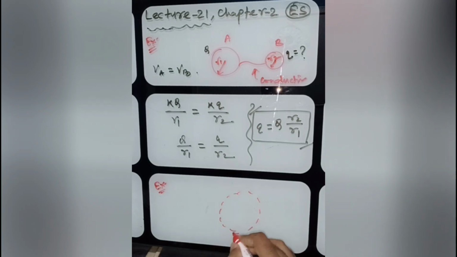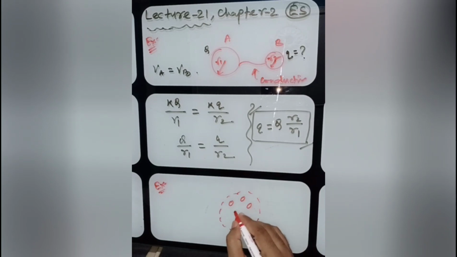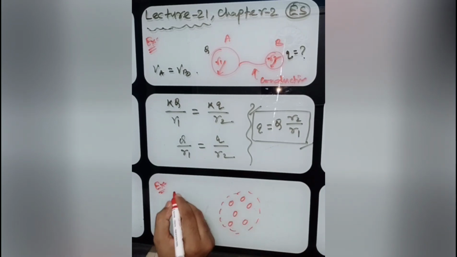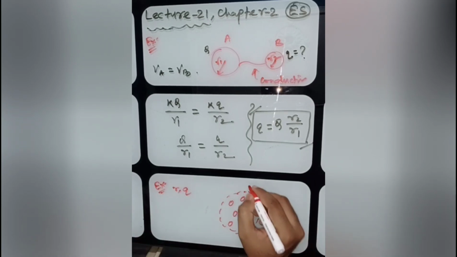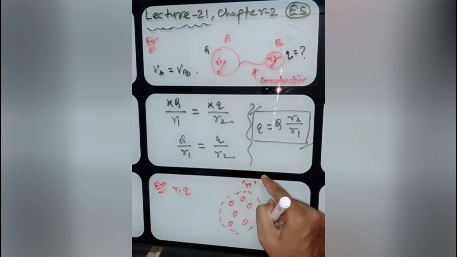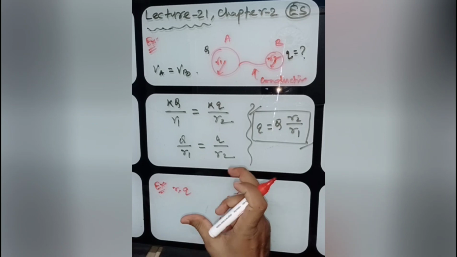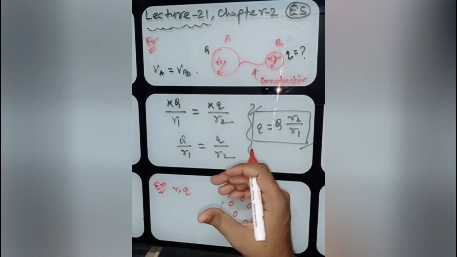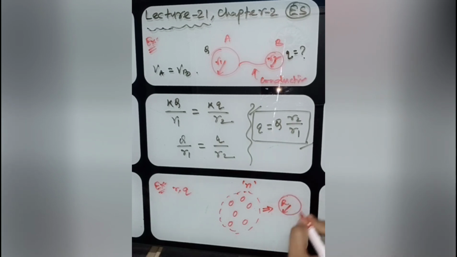The question is: if n charge droplets, these are the charge droplets, radius is r and charge on each droplet is q. How many droplets are there? N. If n charge droplets of radius r and charge q coalesce, mixed together, to form a single drop, suppose its radius is R. What will be the charge of this drop?